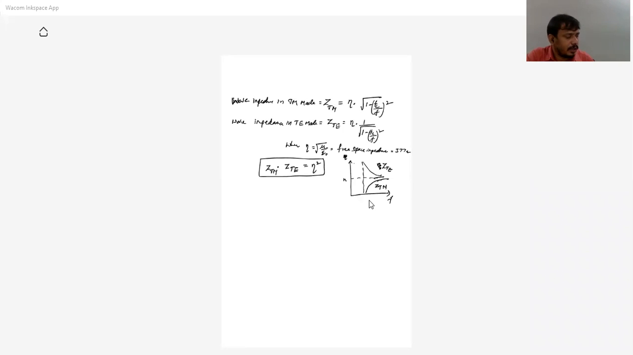Then we go for the power transmission in the rectangular waveguide. The power transmission we can see by using the Poynting vector. Based on the Poynting vector, we can do the power calculations in the rectangular waveguide, either for TE mode or TM mode. So here, power transmission in the rectangular waveguide.